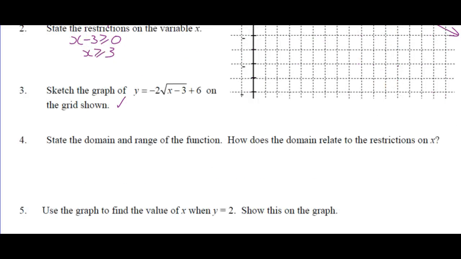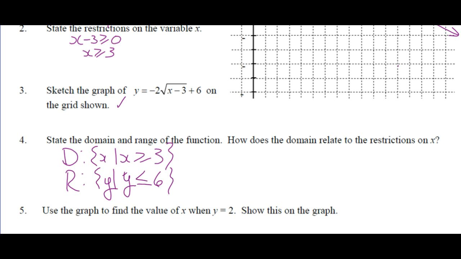State the domain and range of the function. So what's the domain? X is greater than or equal to 3. What's the range? Y is less than or equal to 6. How does the domain relate to the restrictions on x? It's the same. Right? The domain is the same as the restriction on x.